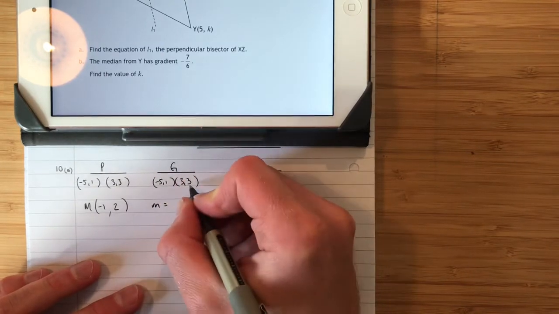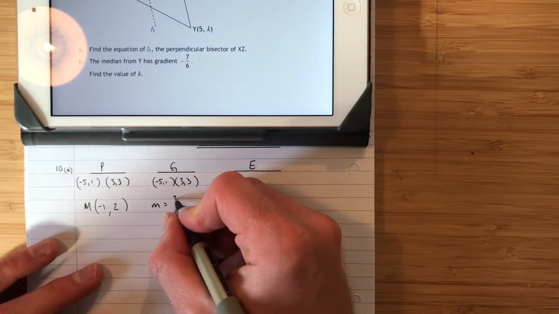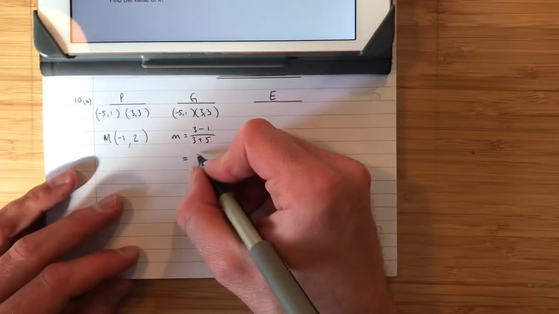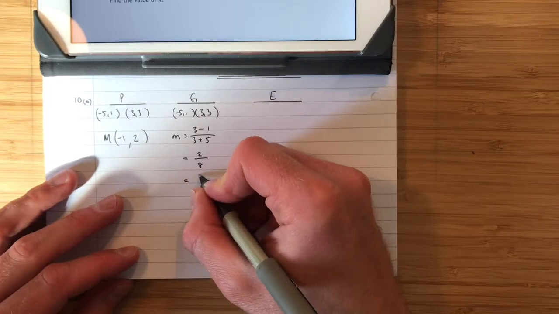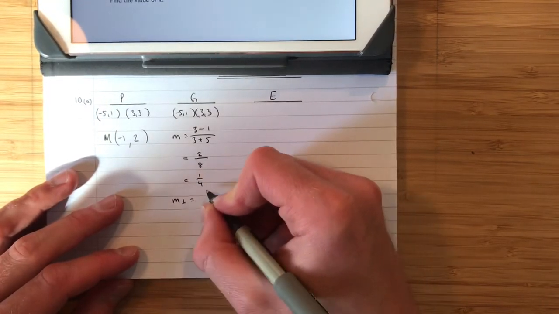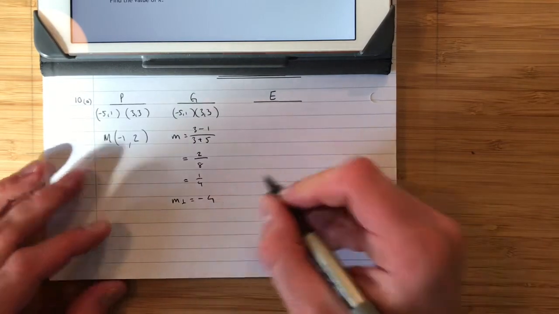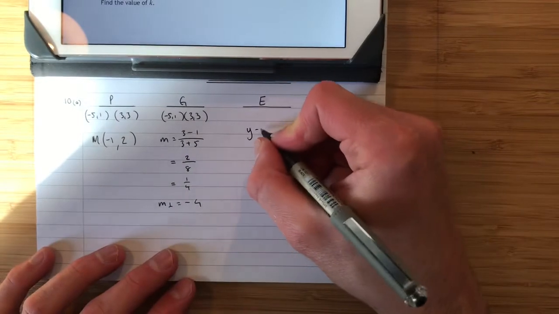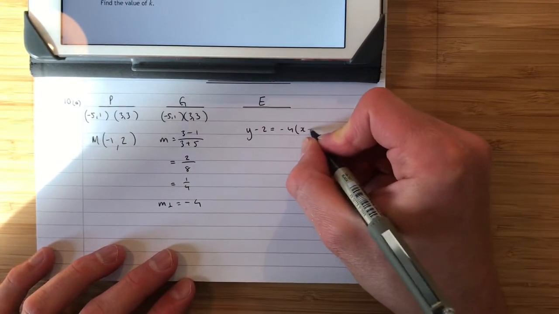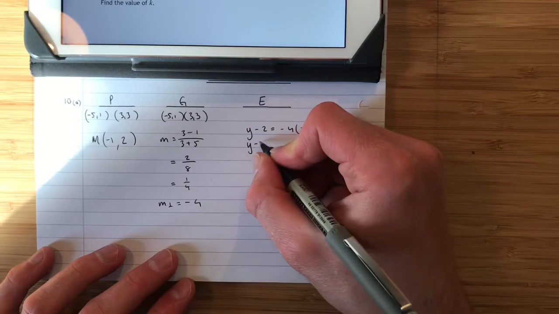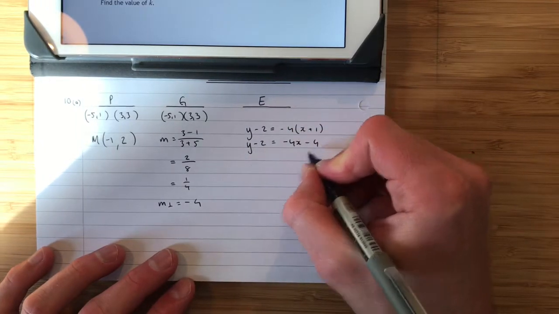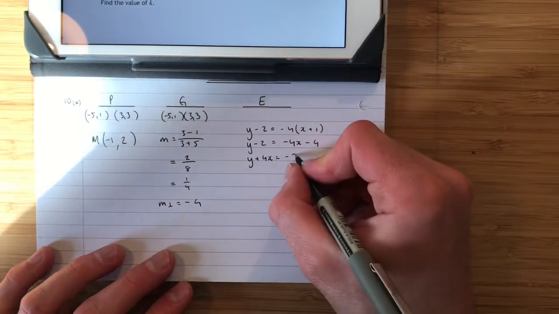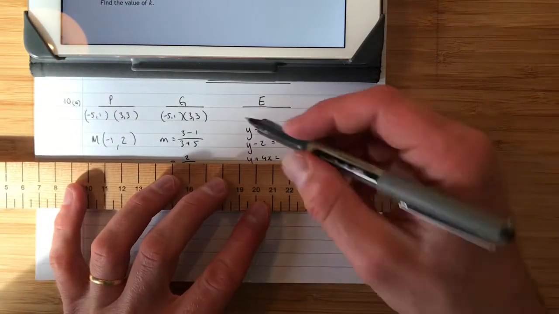The gradient is going to be 3 minus 1 on top and 3 minus minus 5, so 3 add 5 on the bottom. So that will become 2 over 8, which is a quarter. My perpendicular gradient will therefore be 4 over 1, which is 4, but minus 4. Okay, so I've got my point, I've got my gradient, let's do the equation. Y minus 2 is minus 4 brackets x add 1. So y minus 2 is minus 4x minus 4. So y add 4x is equal to minus 4 add 2, which is minus 2. Right, so that's my equation of my perpendicular bisector.